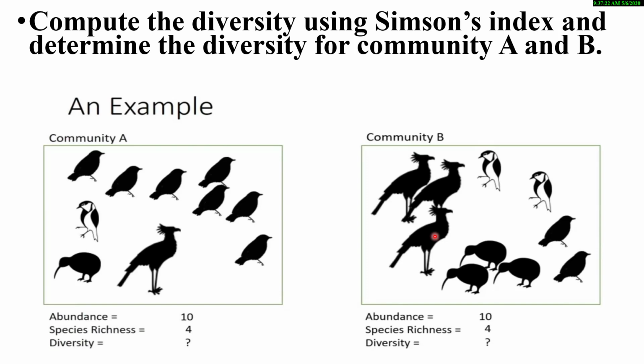How do we compute diversity using Simpson's index and determine the diversity for community A and B? Now we are going to use the same data set that we used for the Shannon-Wiener Diversity Index. Don't forget that Simpson's index measures species dominance. Now, let's consider community A and community B.